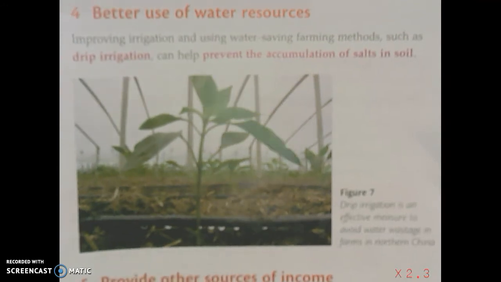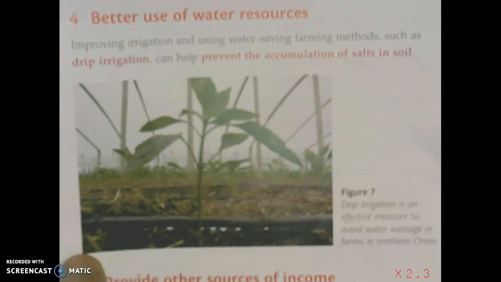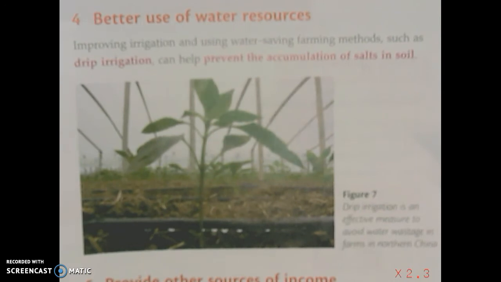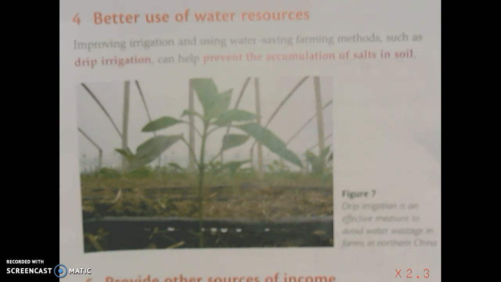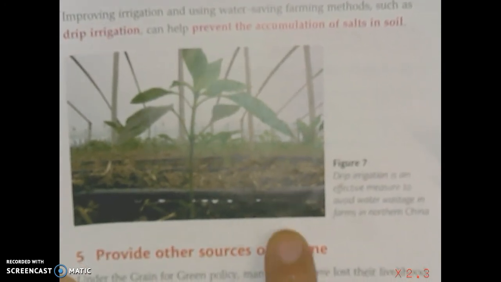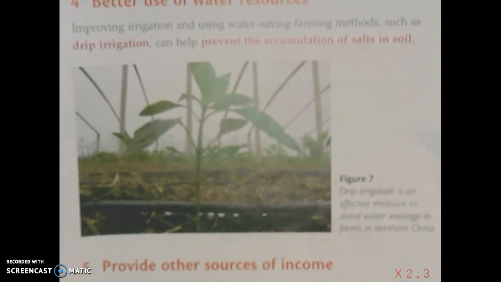Today's topic discusses one way that we can suggest to the people living in northern China. This is method number 4: better use of water resources. You can see the content is very short, just one sentence. Improving irrigation and using water-saving farming methods, such as drip irrigation. Of course, you can see an example of drip irrigation in figure 7 below. This method can help prevent the accumulation of salts in soil.